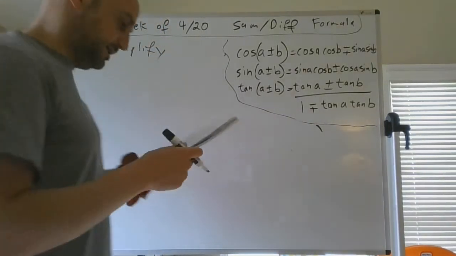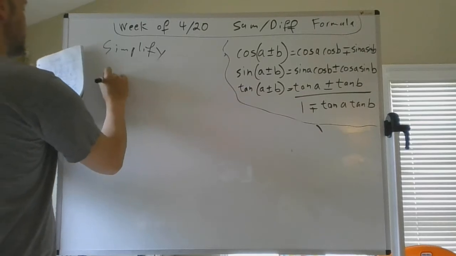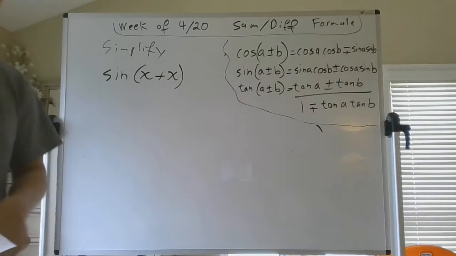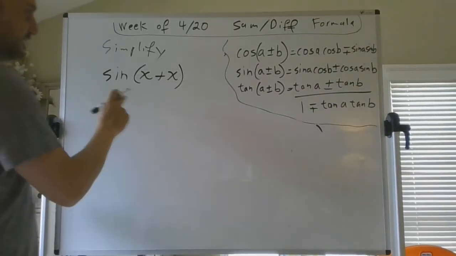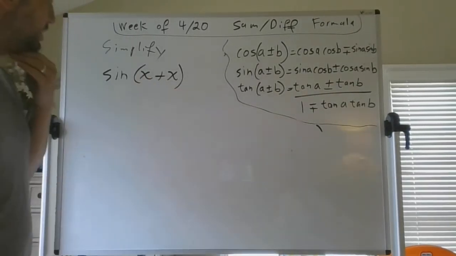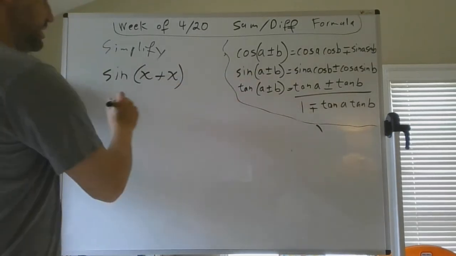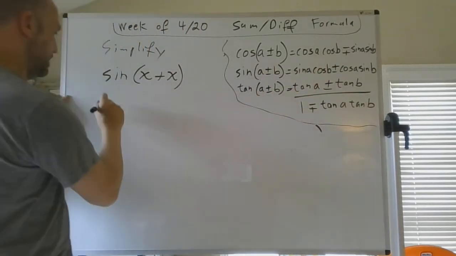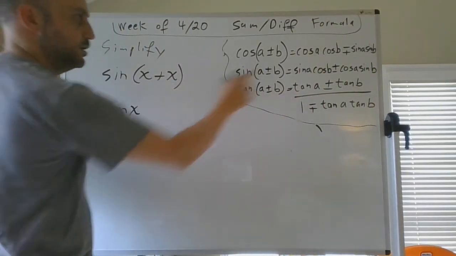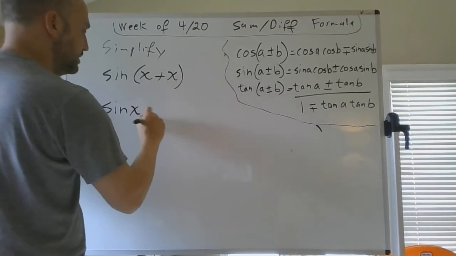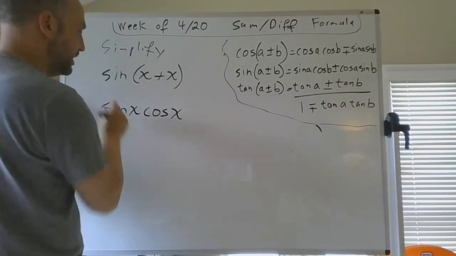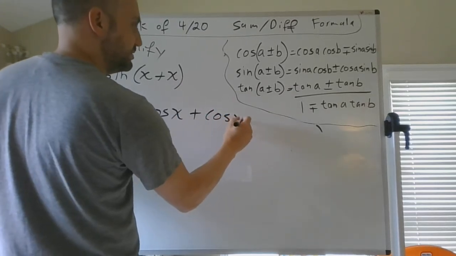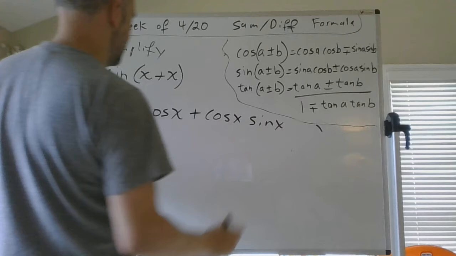Okay. Let's move on. Let's try to simplify something like this. Sine of x plus x. Okay. So somewhat similar to the last one, except this time we have x's in both places here. Okay, let's look at that. Sine of x. So plus, we're going to be using this with the plus, because the top is plus. So that's sine of x, cosine of the second one, which is b. So cosine of x. I can put these in parentheses. I'm too lazy. Plus cosine of x, sine of x.